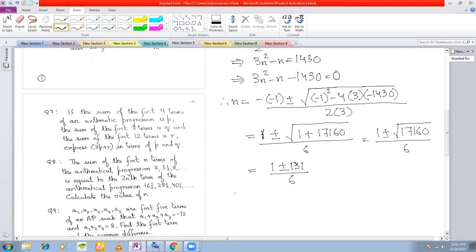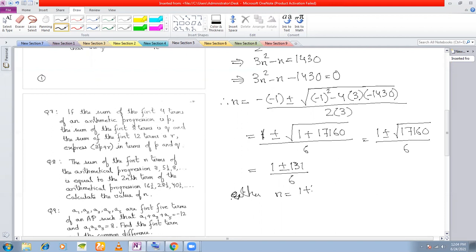In the exam, normal calculators are allowed? No, in ISC, scientific calculators are allowed. The square root of 17160 is 131, right? Just check once.